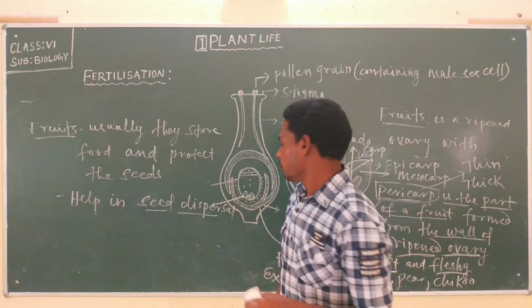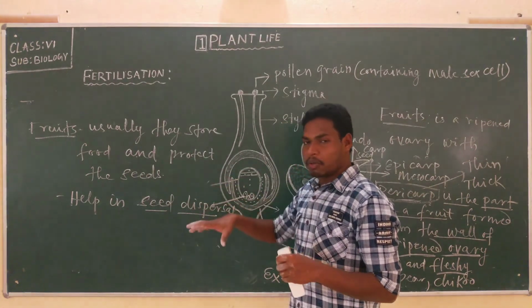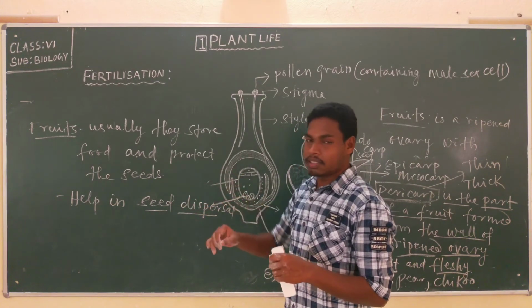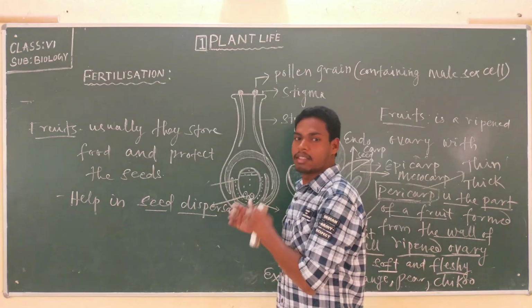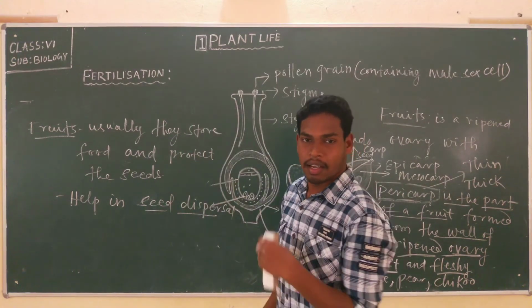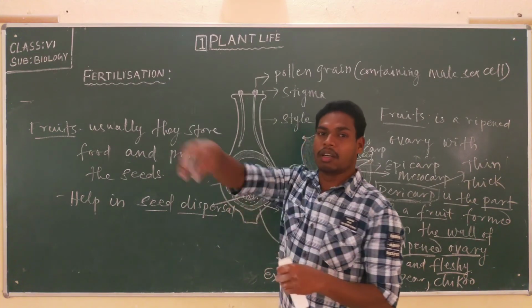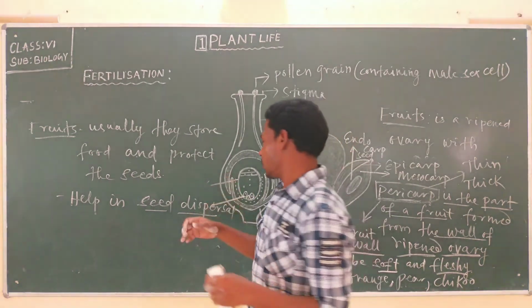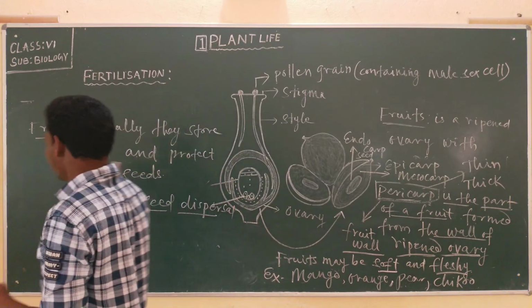That's why we find mango trees and other trees in some areas, and in the same way these trees found in certain regions are also found in different areas. Why? Because these seeds are carried from one place to another. That process is known as seed dispersal. So fruits also help in seed dispersal.